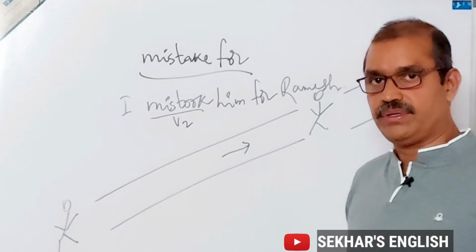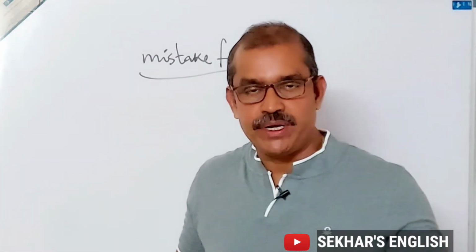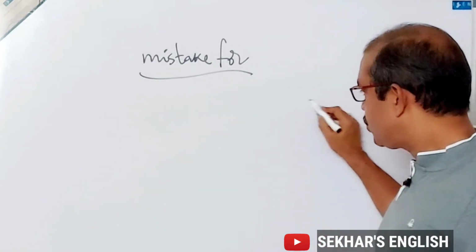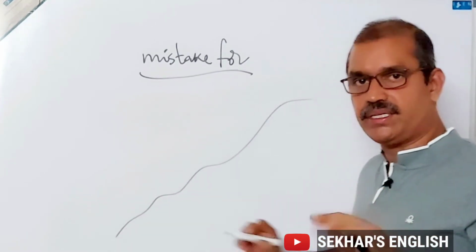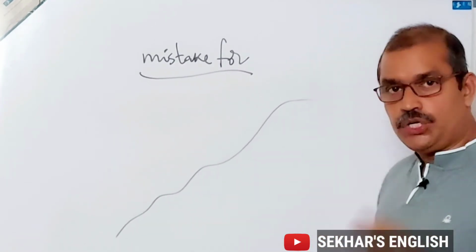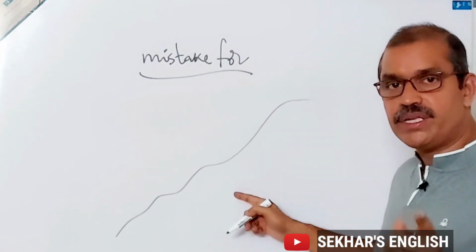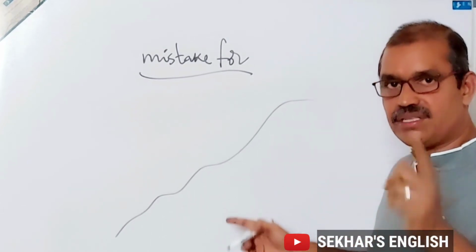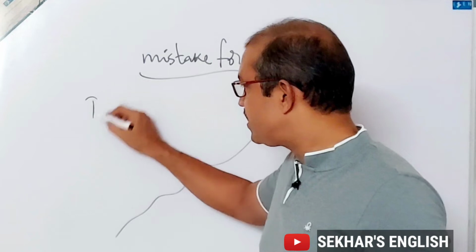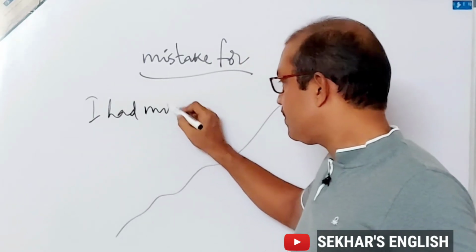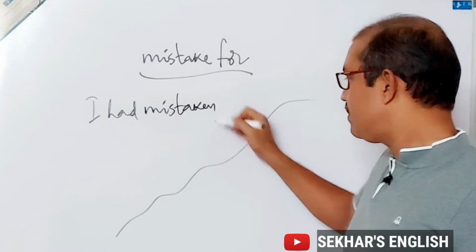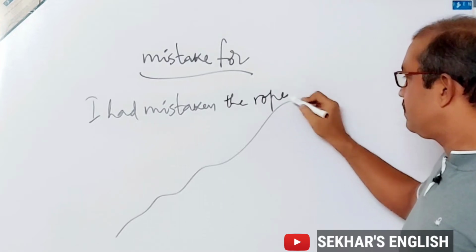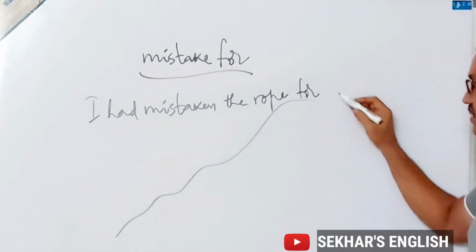Let us see one more example. Just imagine it's 6 p.m. in the evening. It's getting dark. There is a rope on the floor. You think that the rope is a snake. You confuse, you wrongly perceive that this thing is a snake. Then you can say, I had mistaken the rope for a snake.